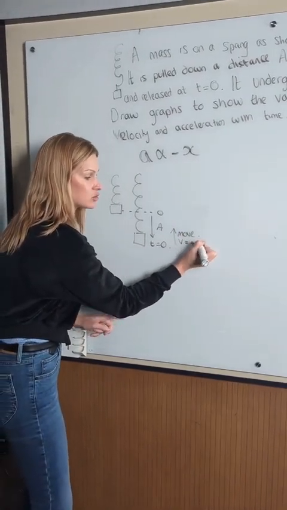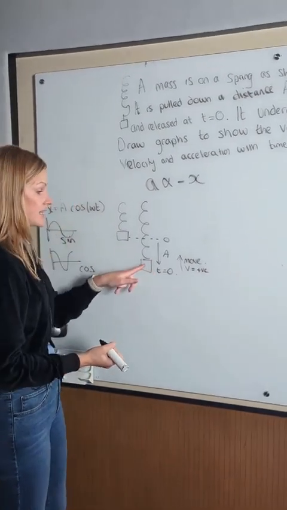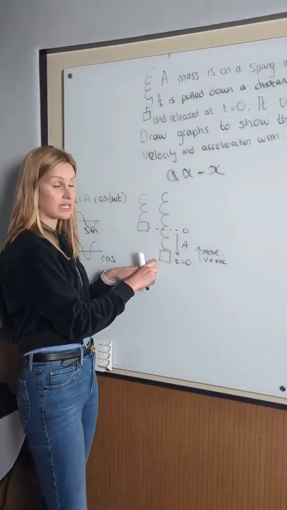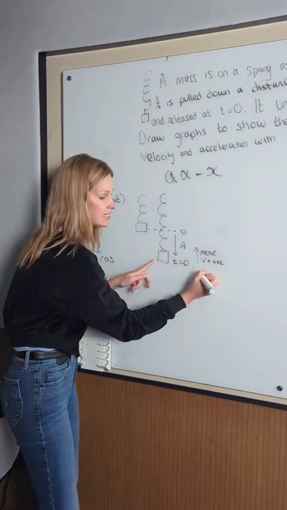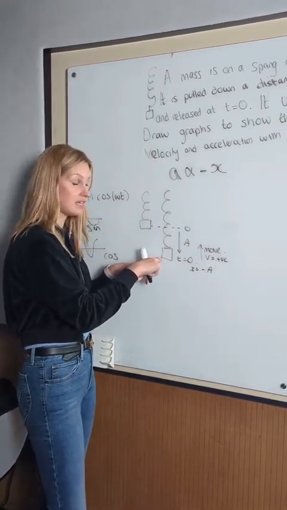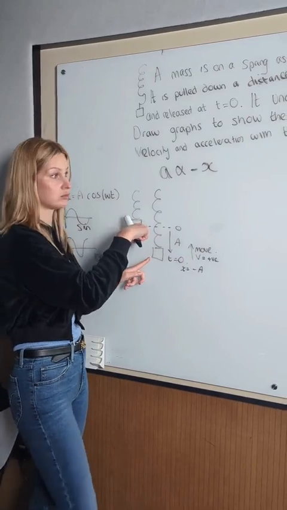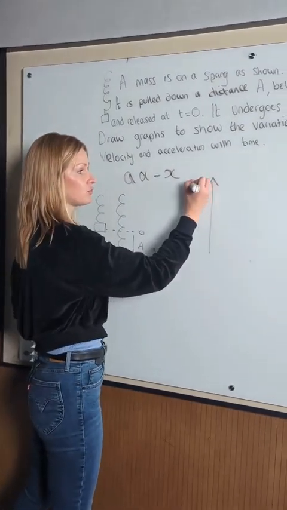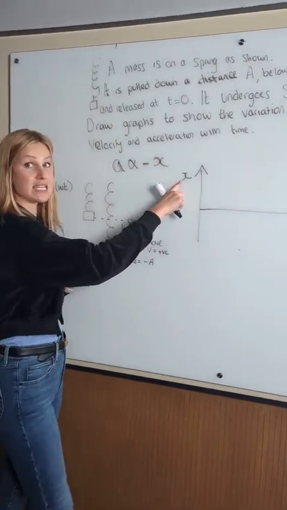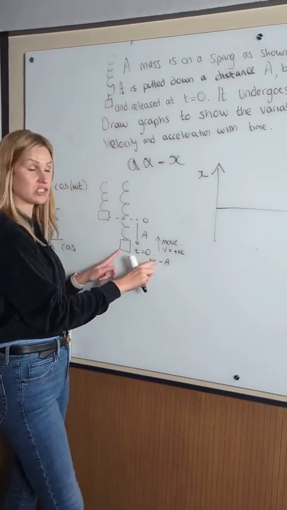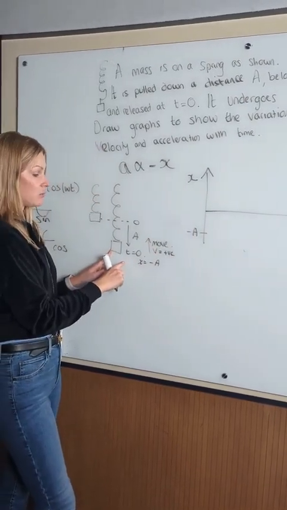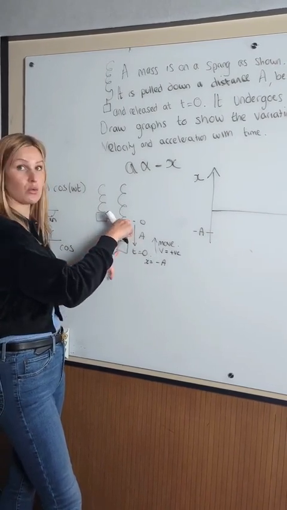So its velocity is going to be a positive number. The acceleration is going to be towards the middle. And you think about it, it's starting way down here, so its initial position is at negative a. It's going to go up towards 0. So when I draw my first graph, the displacement time graph, the initial displacement is negative a. It starts at the bottom. So I'm going to mark on my negative a. That's where it starts, and it's going to go up towards 0 over time.